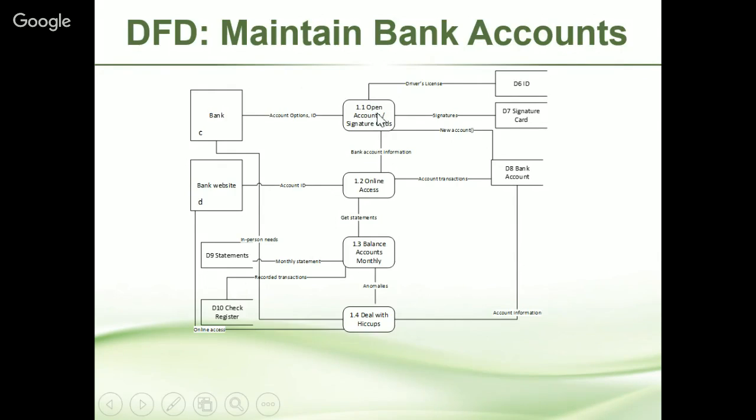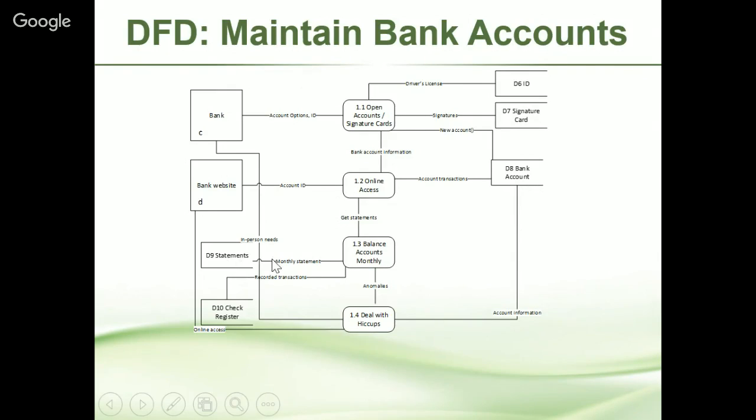So here's what happens. Your process is you open your accounts, you do your signature cards at the bank. You've got your ID, which I've put in as a data store. You have to show it to them, and there's a signature card that gets stored. Then this new account gets opened. So now you have a bank account. That's a data store that has all your bank information. You get to that on the bank website. You get statements from there, and you balance your accounts every month.